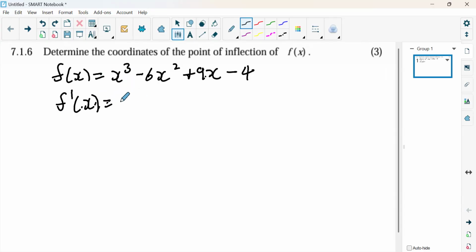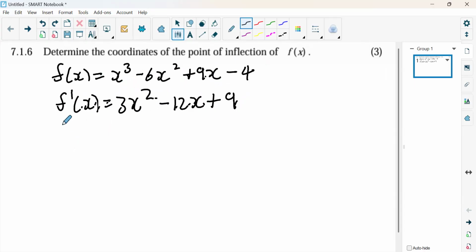We're going to have 3 multiplied by 1 is 3x squared. Then we have 2 multiplied by minus 6 is minus 12x. 1 multiplied by 9 is positive 9. And then 4 is going to be 0, because 4 is our constant.